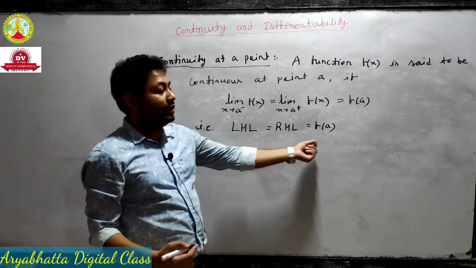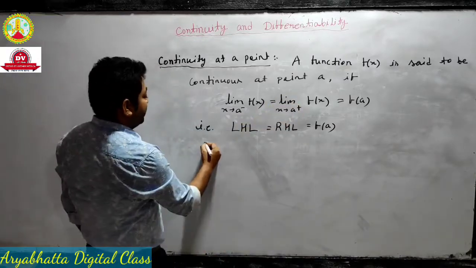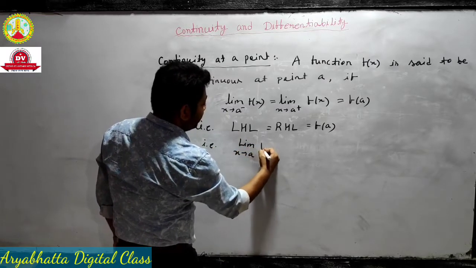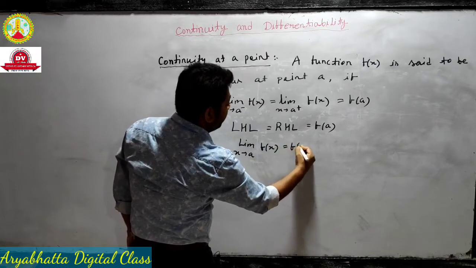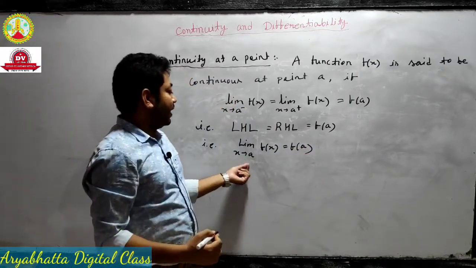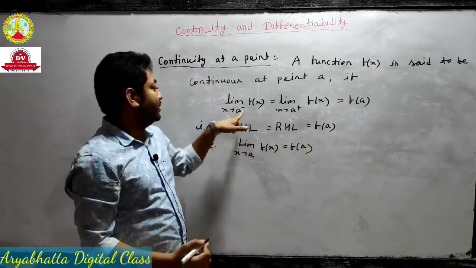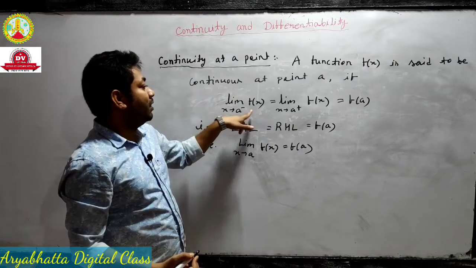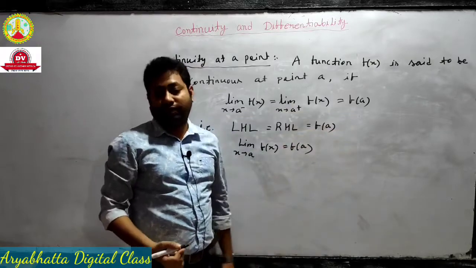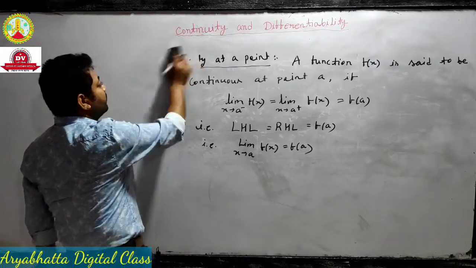If left hand limit equals right hand limit equals f of a, then the function f is called continuous. That is, limit x tends to a of f of x equals f of a. A function is continuous at point a if limit x tends to a of f of x equals f of a. That is, limit x tends to a minus f of x equals limit x tends to a plus f of x equals f of a. Next, we will discuss reasons of discontinuity.